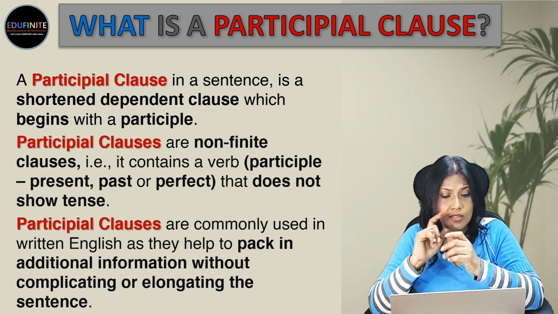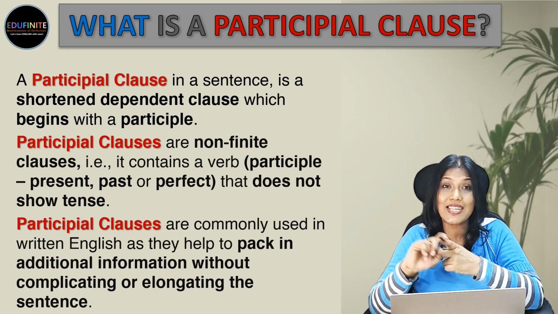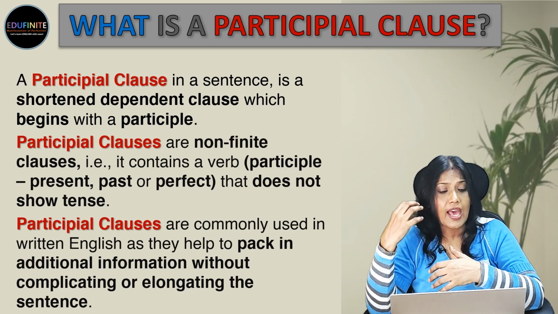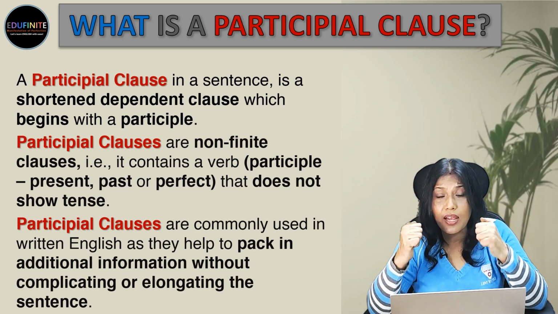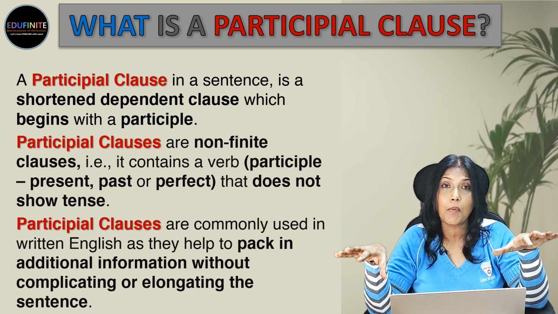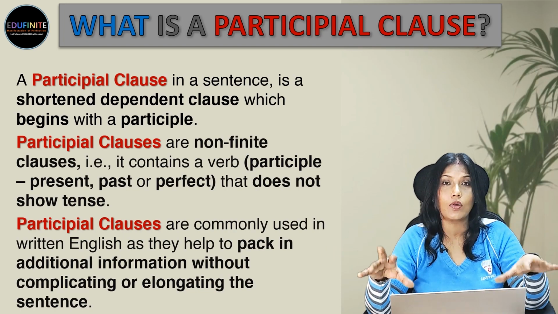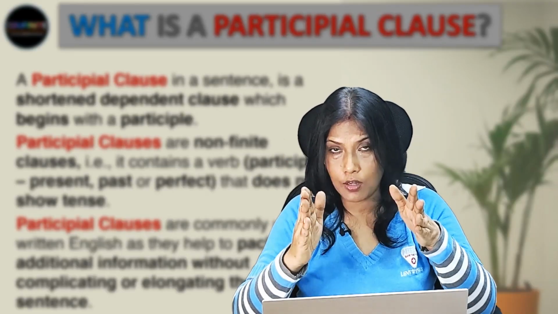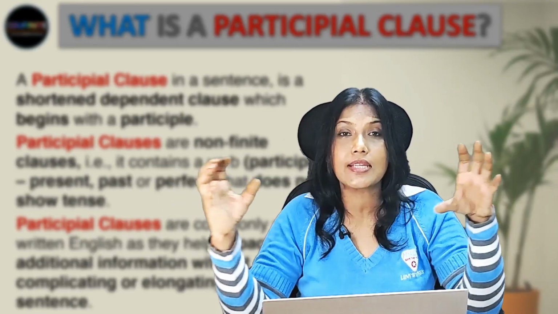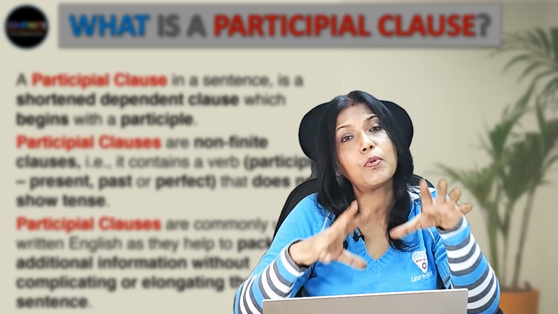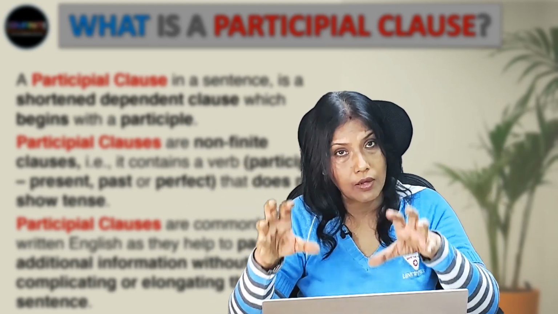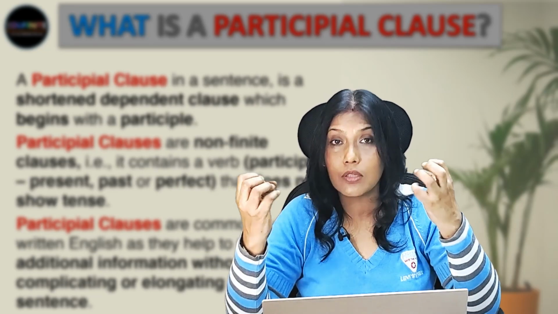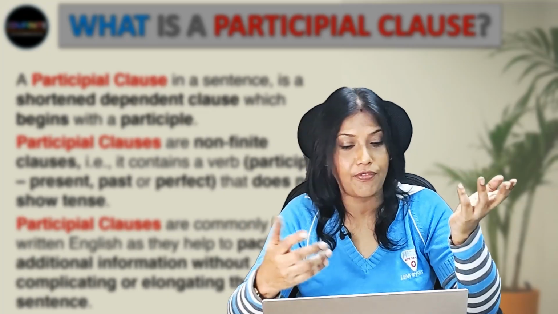Now again, participial clauses are commonly used in written English. Why is it normally used in written English? Because they help to pack in additional information without complicating or elongating the sentence. Since dependent clauses are cut short, the sentences don't get elaborate, but with the help of these participial clauses, we can pack in more information about the nouns that we try to modify.